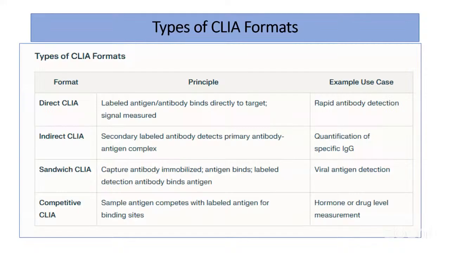So the types of CLIA format, again, depend on the different ELISA formats. Mostly you're using the sandwich CLIA for antigen detection, or it can be based on the competitive ELISA principle, or direct and indirect, because the direct is not very specific. In the indirect, there may be cross reaction, because a lot of antibodies are used. The sandwich is mostly the principle they're using.